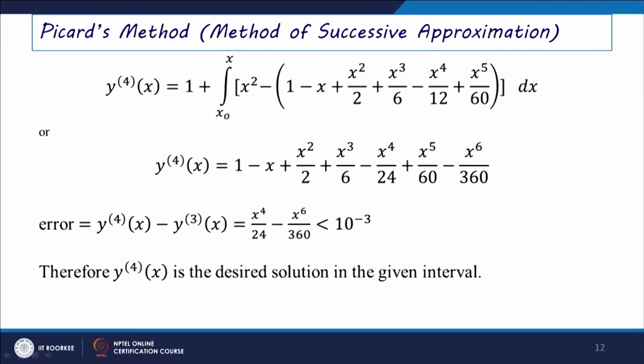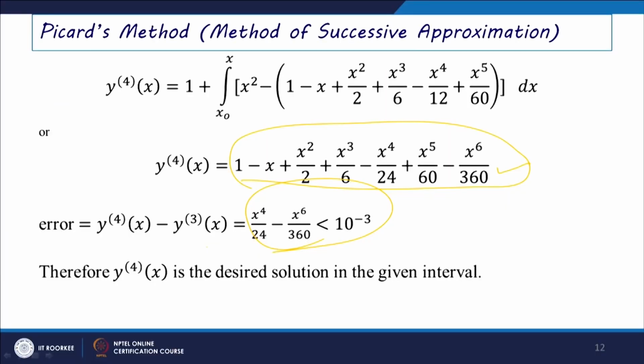That is nothing but y0 plus the integral from x0 to x of f of x and y to the power 3, dx. So if we put that value again, we obtain y4 of x as 1 minus x plus x square by 2 plus x cube by 6 minus x to the power 4 by 24 plus x to the power 5 by 60 minus x to the power 6 by 360. And if we go for the error computation at the same point, x equals 0.2, we find that this error is less than 10 to the power minus 3.